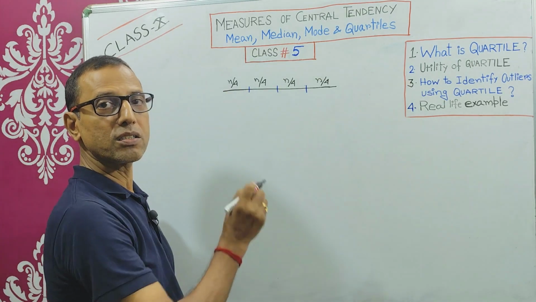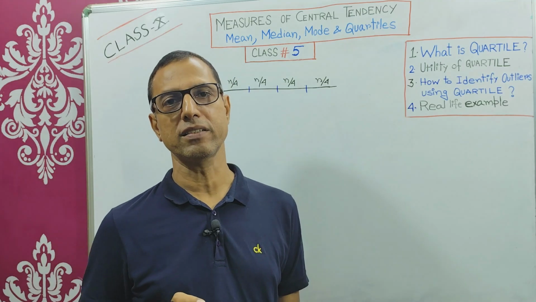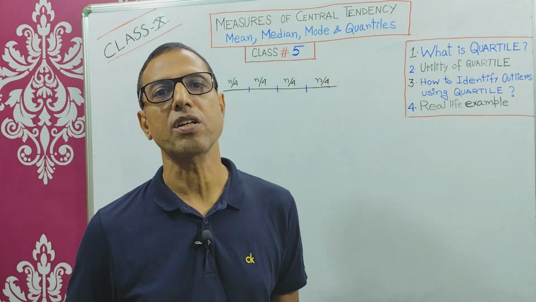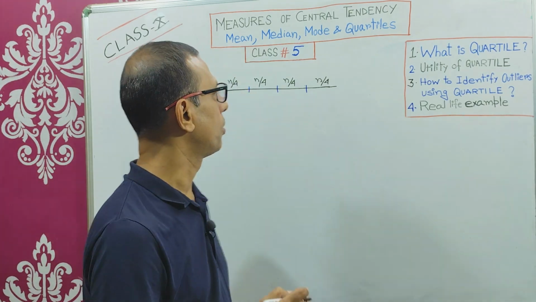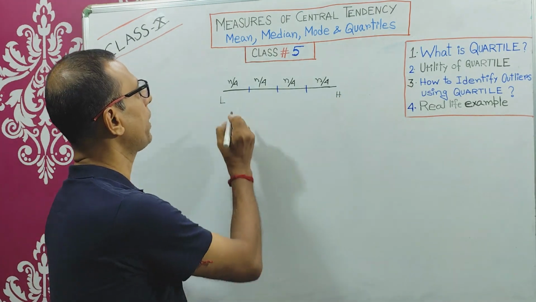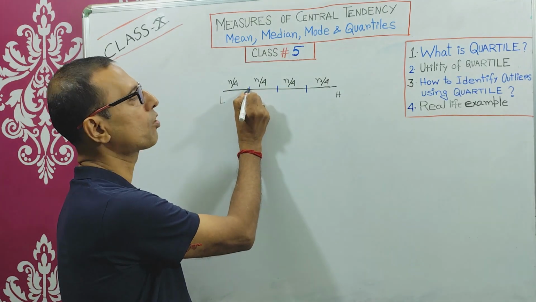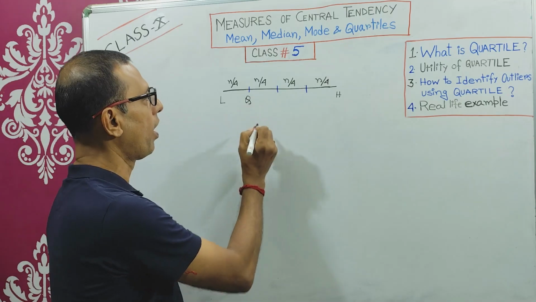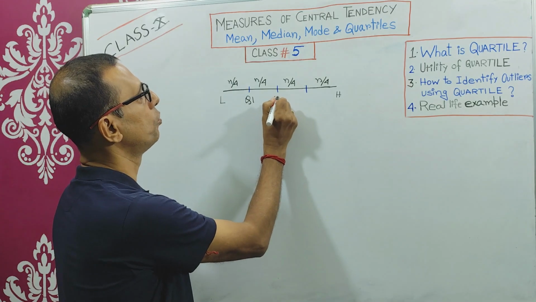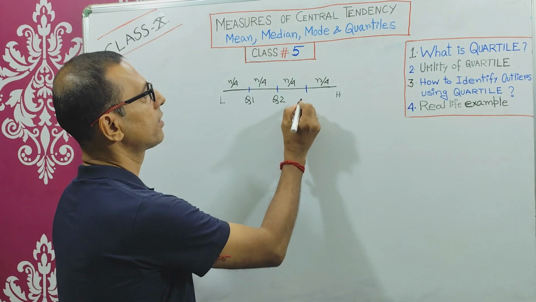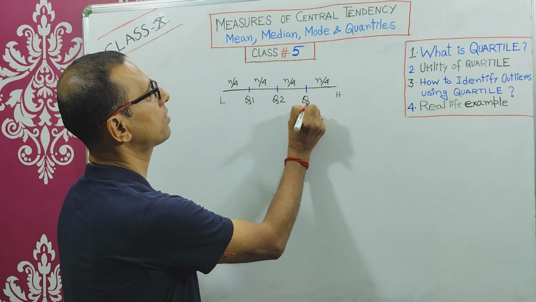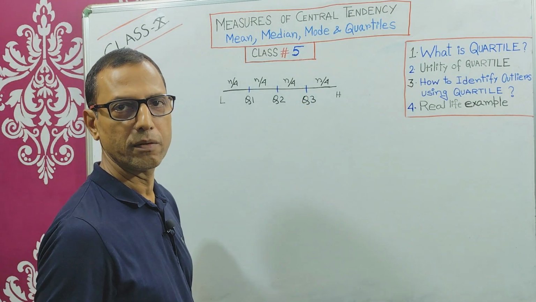So the first and foremost thing for quartile is you need to arrange the observation values in ascending order. So let's assume this is the lowermost value, this is the highest value. So the end of the first quarter is called the first quartile or Q1. This is the end of the second quarter, that is Q2 or second quartile. This is the end of the third quarter, first one, second one, third one. So the third quarter, that is called Q3 or third quartile.